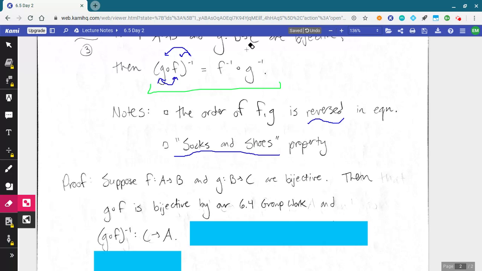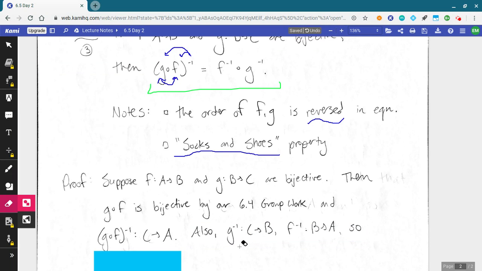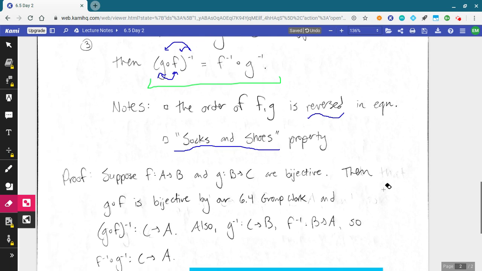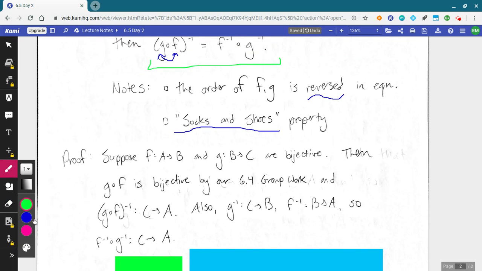Next, let's build up to our F inverse composed G inverse. G inverse is going to map from C to B. F inverse is going to map from B to A. So if we compose these two, we're going to map from C to A. And it's the C to A that we are happy to see. So our two functions do indeed have the same domain and codomain.